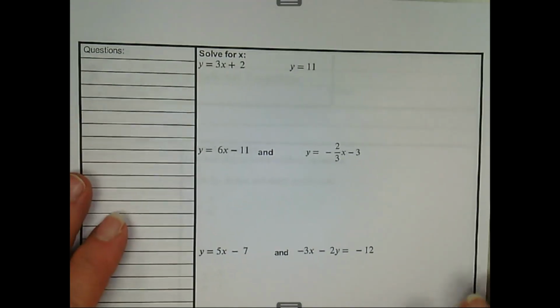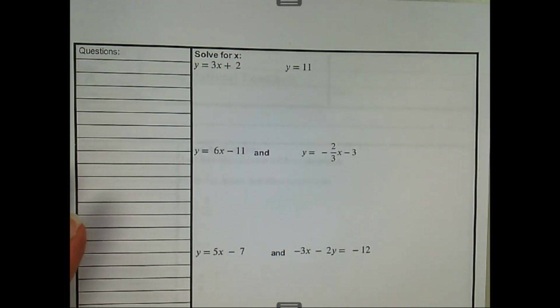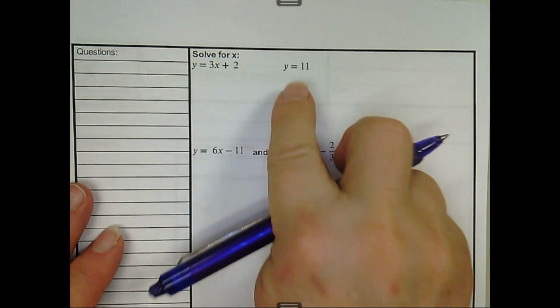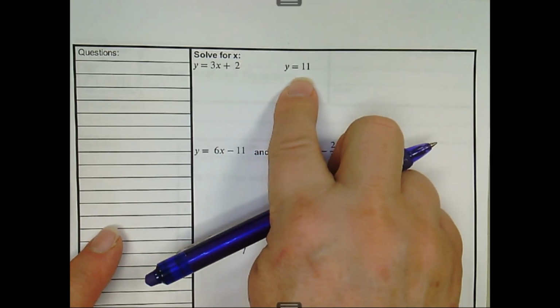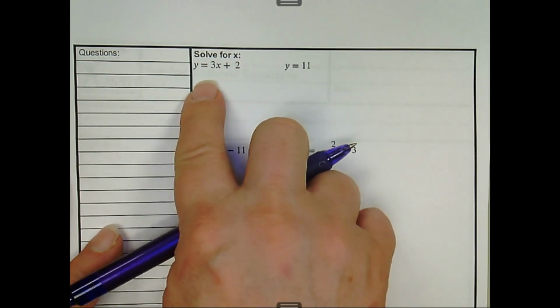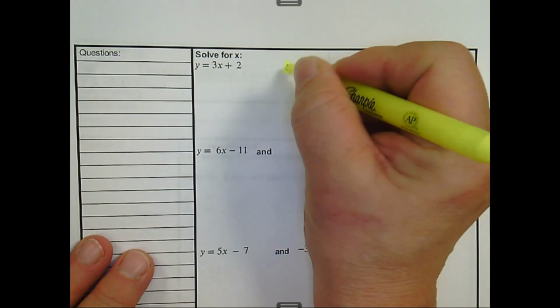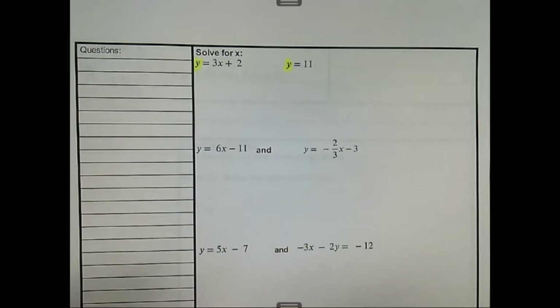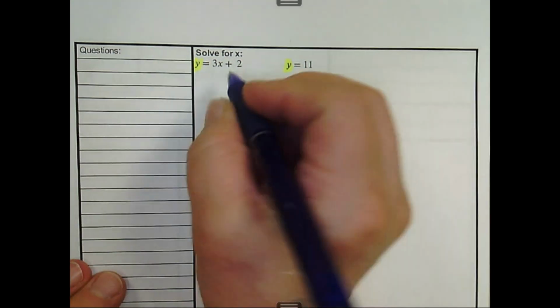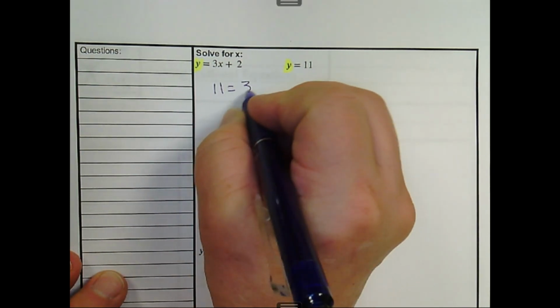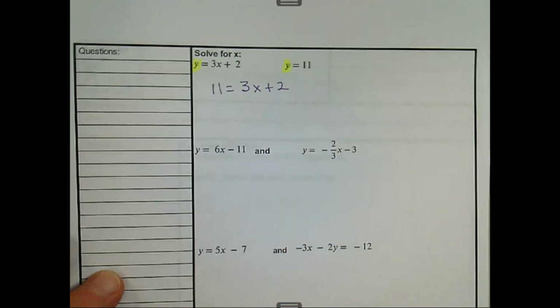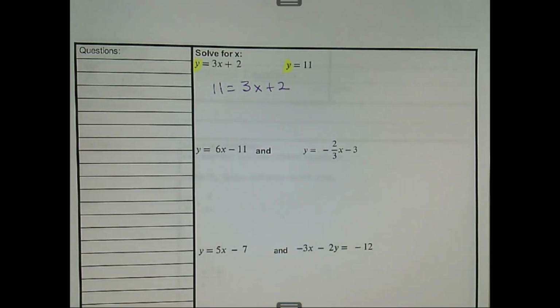Okay, this time we're looking at two equations. This equation only has one term though. So we know that y is equal to 3x plus 2, but we also know that y is equal to 11. Since both of these are equal to y in this problem, they will be equal to each other. So 11 is equal to 3x plus 2. All I did was substitute in. Now it's time to start solving.